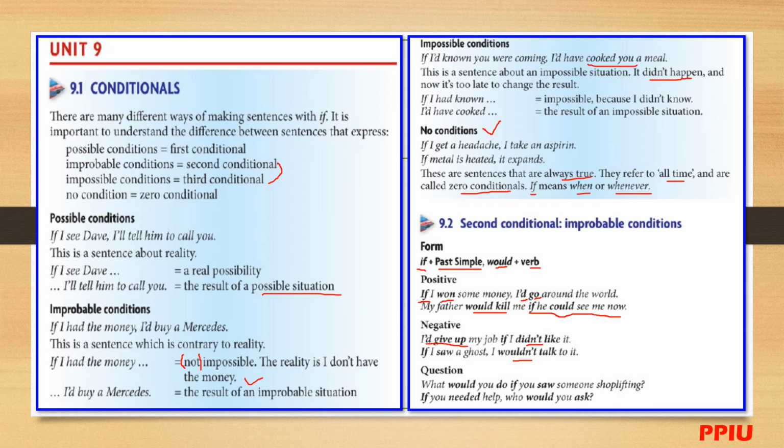What would you do if you saw someone shoplifting? Shoplifting, you can say just taking the thing from the shop, stealing the thing from the shop. If you needed help, who would you ask? Here you can see if, needed is verb 2 or past form here, and would, and this one is verb. Alright. Okay, so these are the things that I'm going to speak and explain to you in Khmer. If you cannot catch up with English, maybe Khmer can help you there. Alright? Okay.